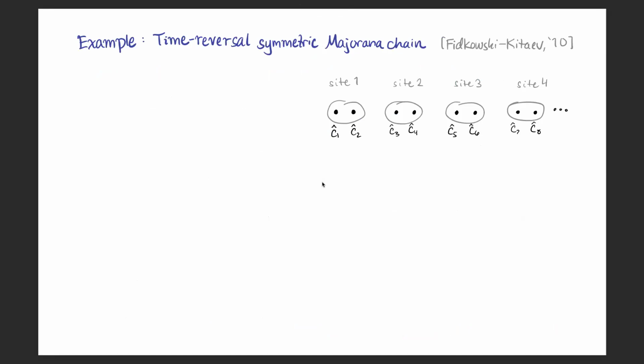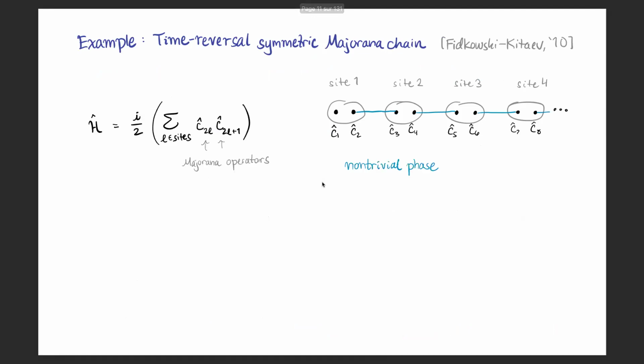I think one of, if not the first example of a fermionic phase that had different classification on the free side versus the interacting side was the time reversal symmetric Majorana chain, as shown by Krulewski. So let's start off with the Majorana chain. We have these sites. Each site has two Majoranas. The non-trivial phase of this model connects the Majoranas on different sites to each other. And the Hamiltonian looks something like this.